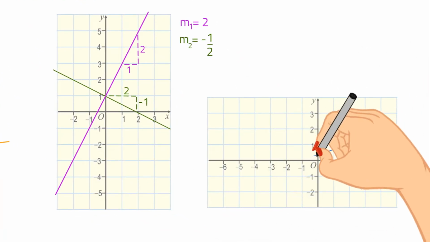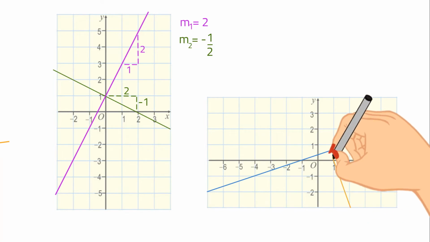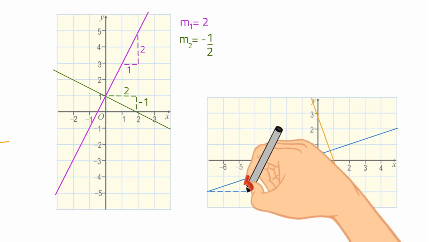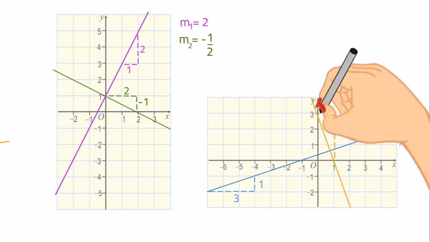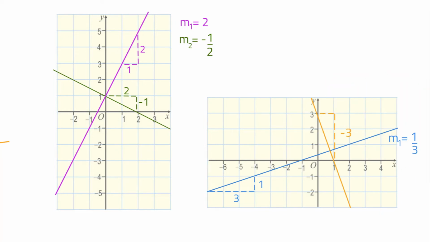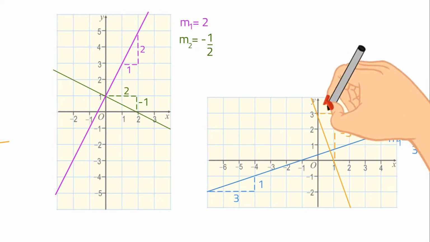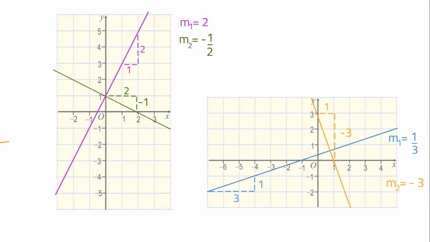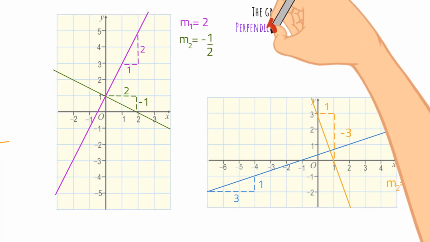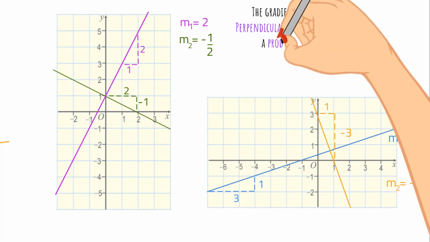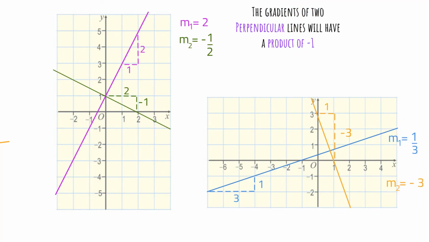Let's look at another one because the pattern isn't quite so obvious. So I have two lines that are perpendicular. The gradient of one of those lines is 1 over 3, giving me 1/3. And the gradient of my second line is minus 3 over 1, which is just minus 3. So you should see that the gradients of two perpendicular lines have a product of minus 1.